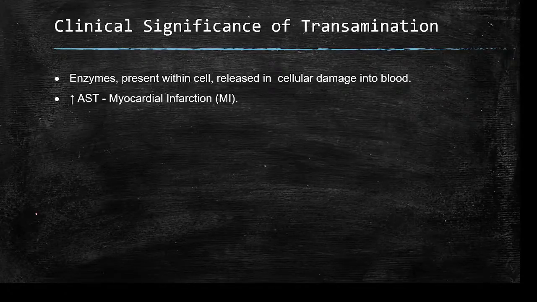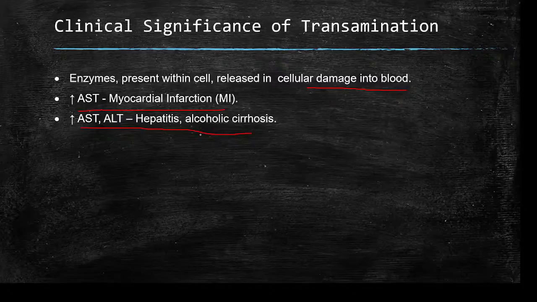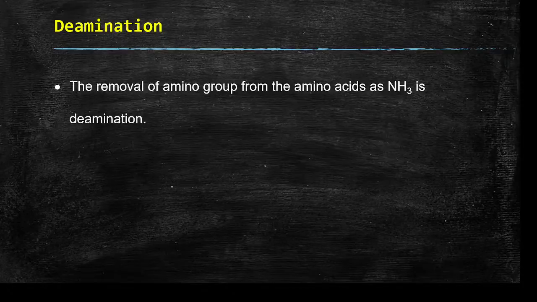So the enzymes that are present within the cell are released into the blood during cellular damage. Okay, unless there is any damage, you won't see certain enzymes, mainly AST and ALT. So the level of AST is increased during myocardial infarction, and AST and ALT levels increase in case of hepatitis and alcoholic cirrhosis. So the measurement of these enzymes will help us to diagnose certain diseases. So this also happens during muscular dystrophy, breakdown of proteins.